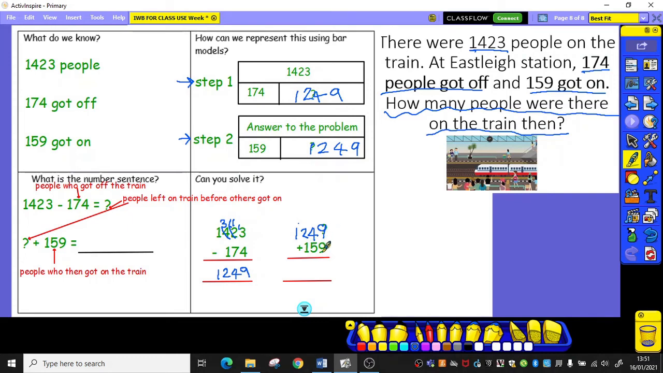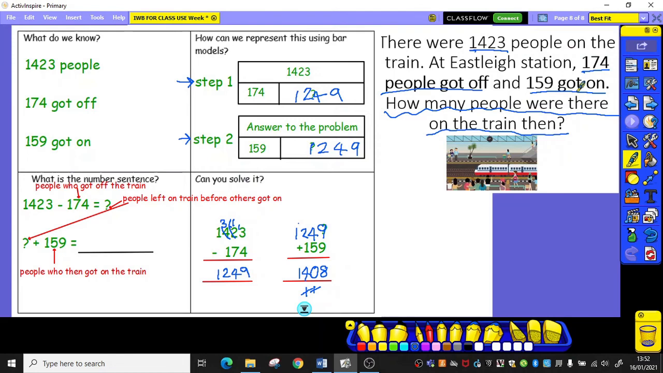1,249. Add the 159 people getting on. 2 9s are 18. 4 add 1 makes a 5. Double 5 is 10. 2 add 1 is 3. Add 1 is 4. And 1 add nothing is 1. 1,408. Does my answer look realistic?